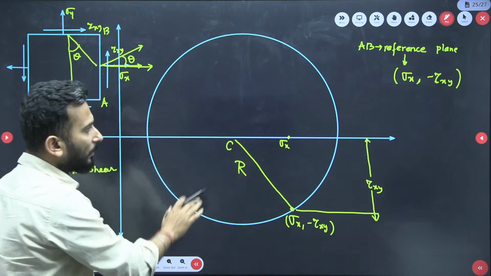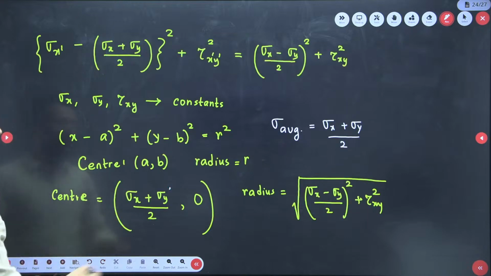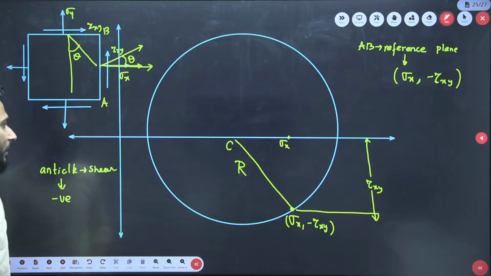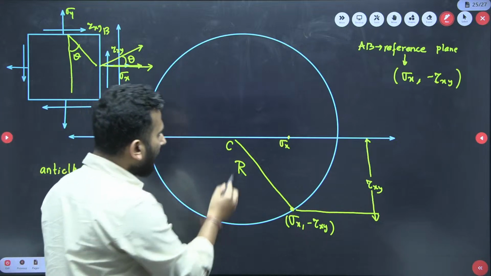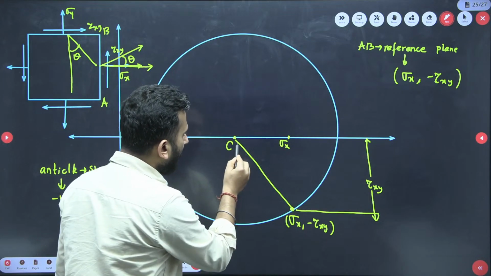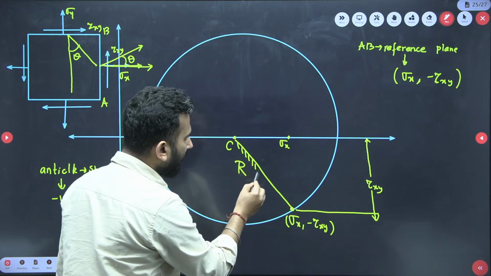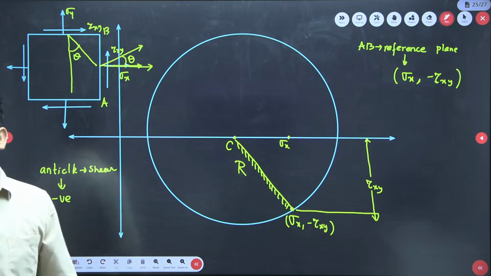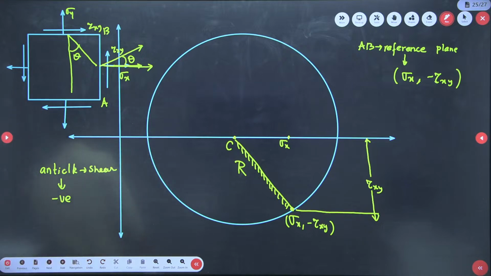Okay, but I already know the radius value, and the radius value is coming out to be this. You will get this as your radius value. There are no issues at all. So let me fix this, as of now. Why should we fix this? Because with respect to this reference plane only, we have to rotate.